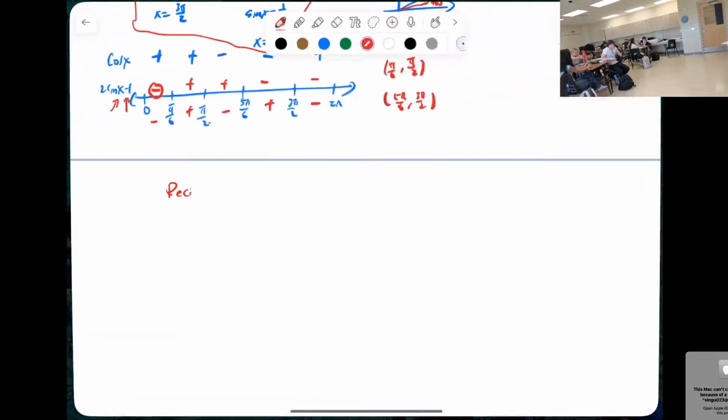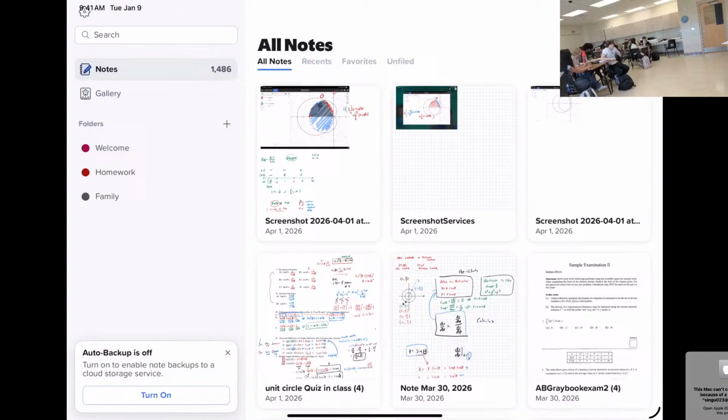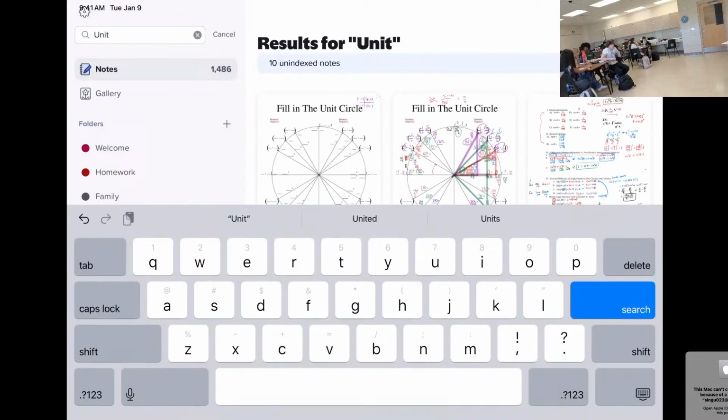So hold on a second. We always have that worksheet. Unit circle. The one on the right. The one all the way on the right, yes.